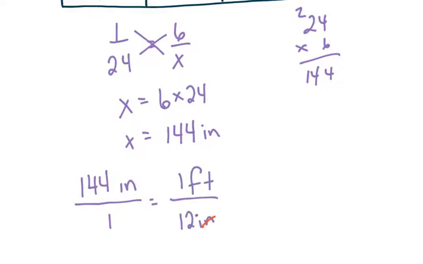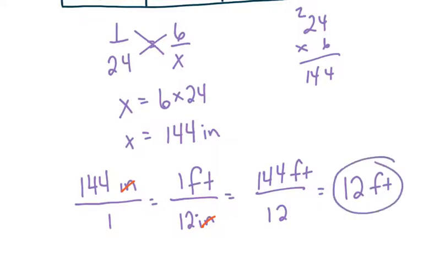Make sure you cross off your inches. So you end up with 144 feet over 12. Divide 144 by 12 and you get 12 feet. So 12 feet is your answer.